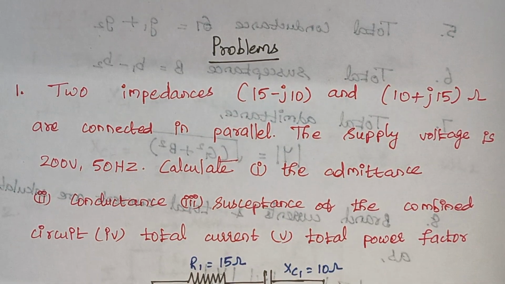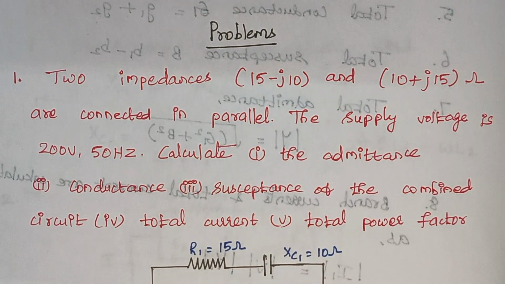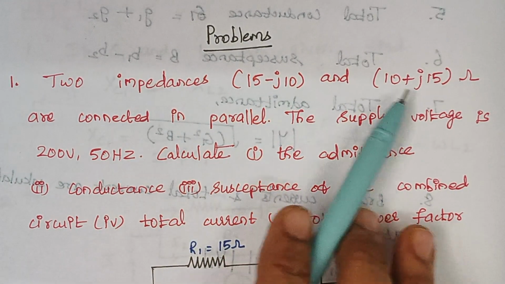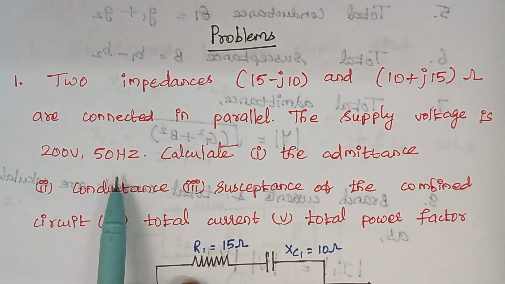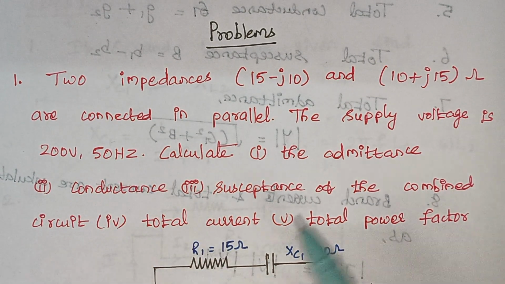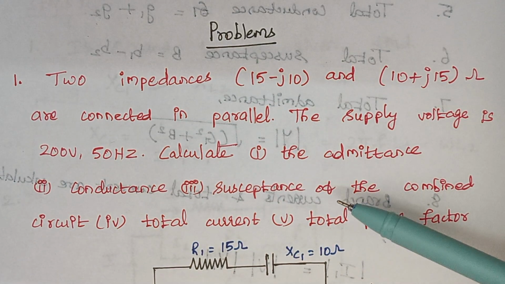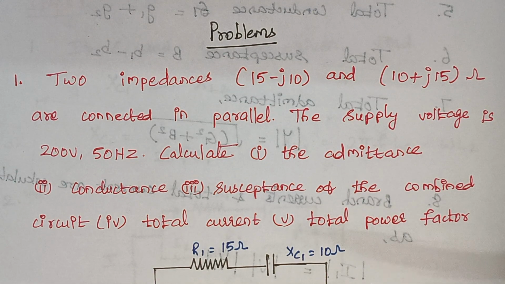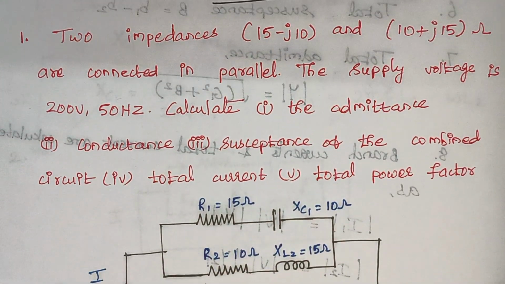Today we are going to solve a problem related to AC parallel circuits. So here the problem is: two impedances are connected in parallel. Supply voltage is 200 volt, 50 hertz. Find the admittance, conductance, susceptance of the combined circuit, and finally the total current and total power factor. So this is our given problem.